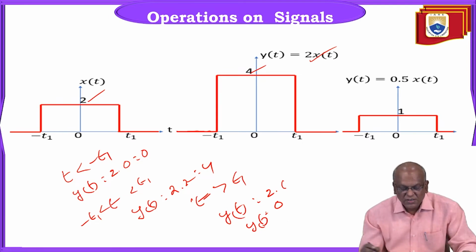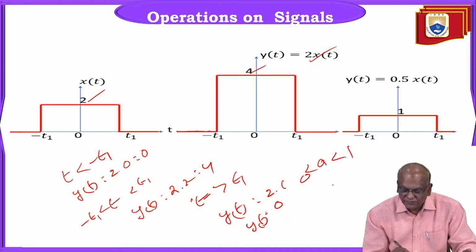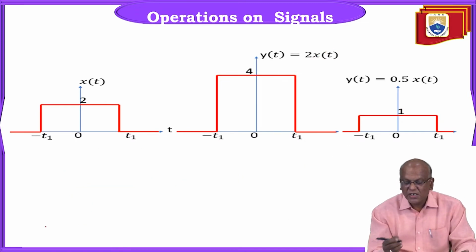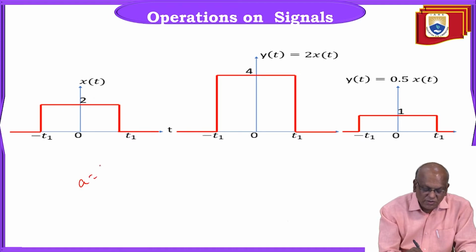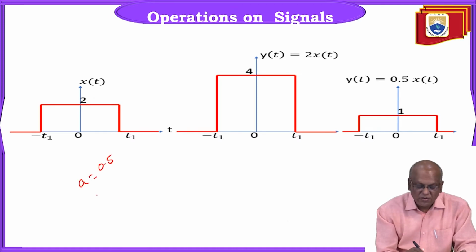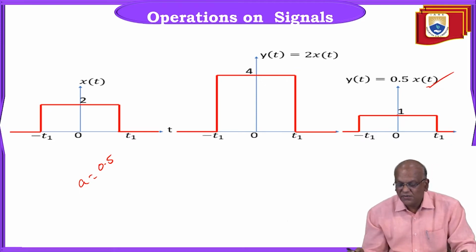Next, we go for the attenuated version. Suppose a values lie between 0 and 1. Let us consider the next case, the attenuated version. We consider a equal to 0.5. Now y of t equal to 0.5 times the x of t. You plot t versus y of t.